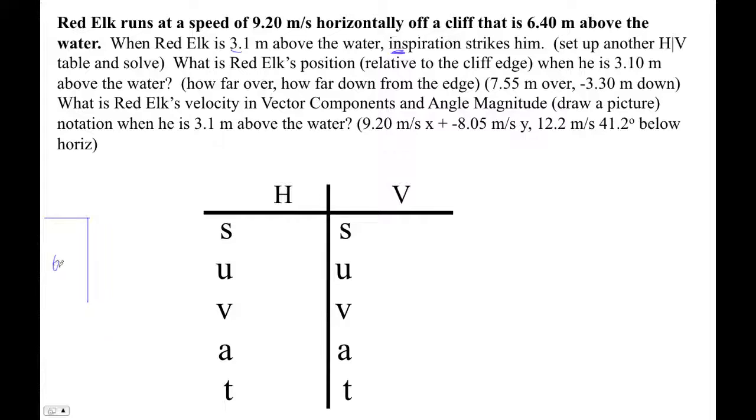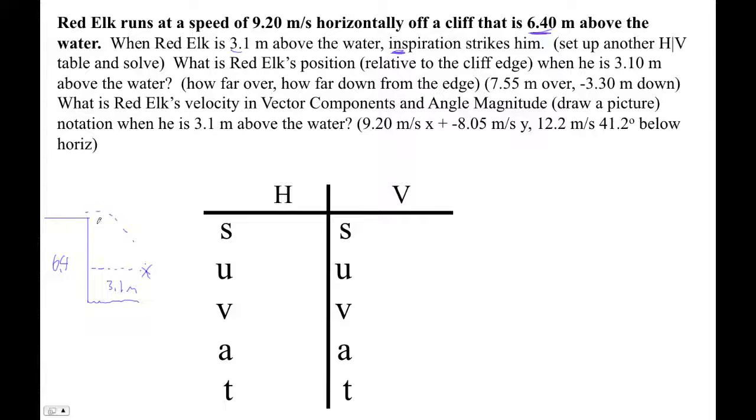This cliff is 6.4 meters tall, right? And when he's 3.1 meters above the water, that's here, right? Inspiration strikes him. So here he is, flying through the air right at that point. Okay, so this gets tricky. I'm trying to sucker you into using the 6.4, but we're not going to fall for that.